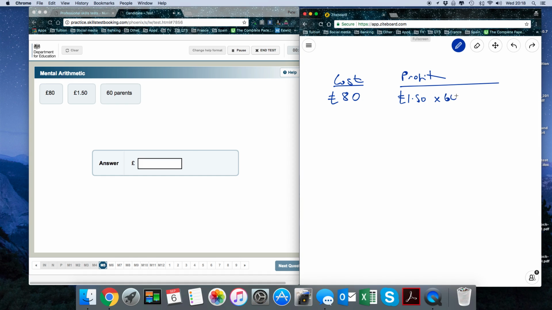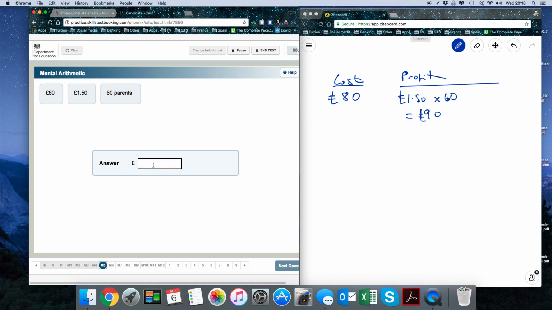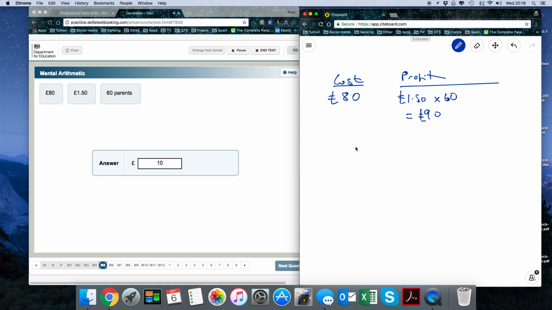A primary school concert cost £80 for promotion, costumes and refreshments. The parents attending each paid a £1.50 entrance fee. 60 parents attended. How much money was left for the school funds? Give your answer in pounds.